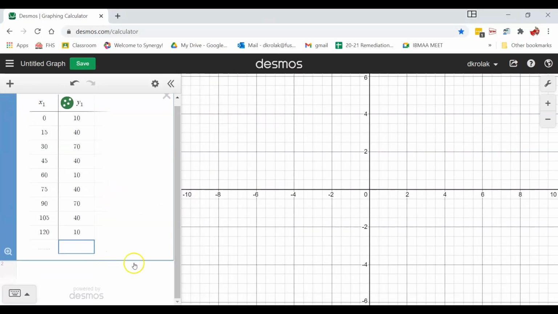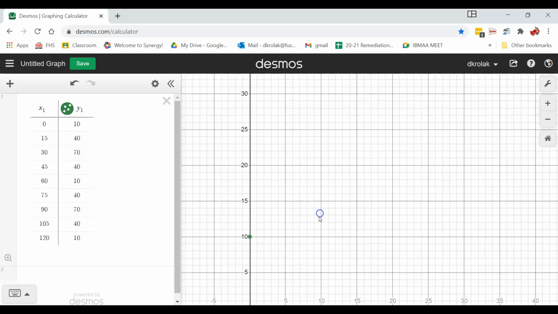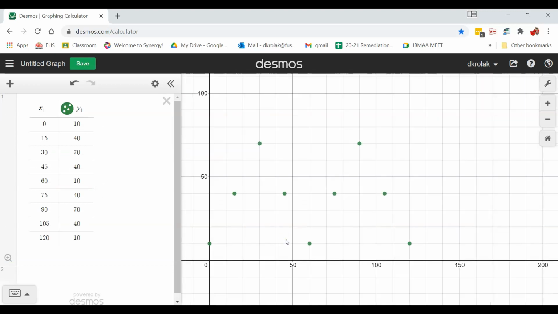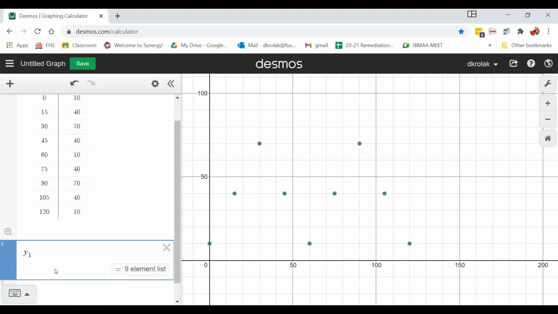Okay. Zoom out, we should see our dots. There. Anybody need help there? Okay, now we're going to ask it to make the curve. So you type y1, then by the number 1 key is the tilde key, or the squiggle.